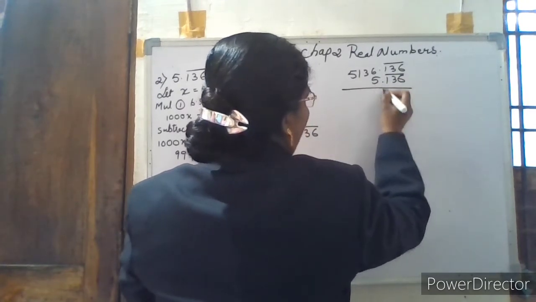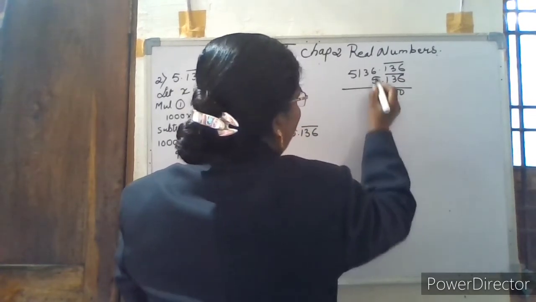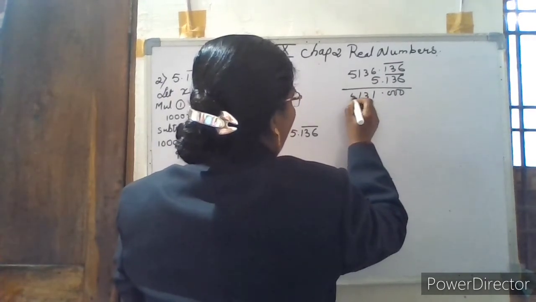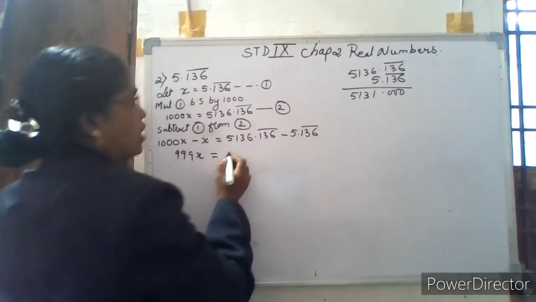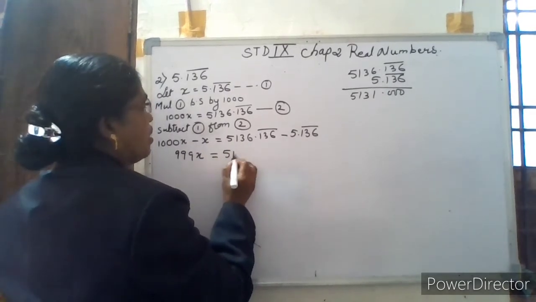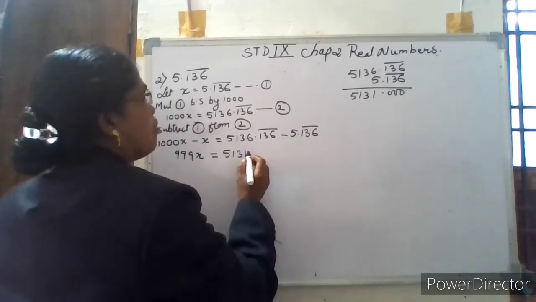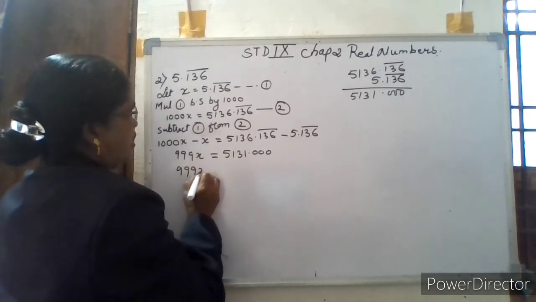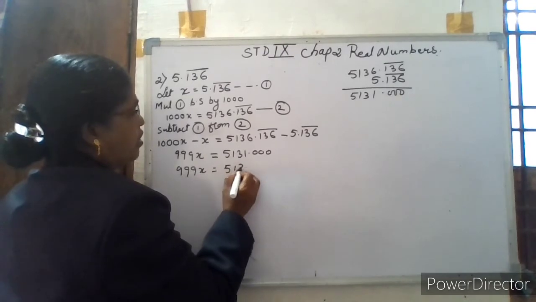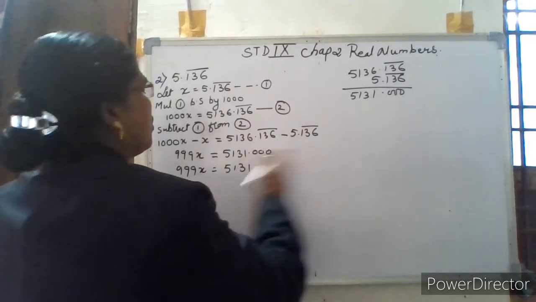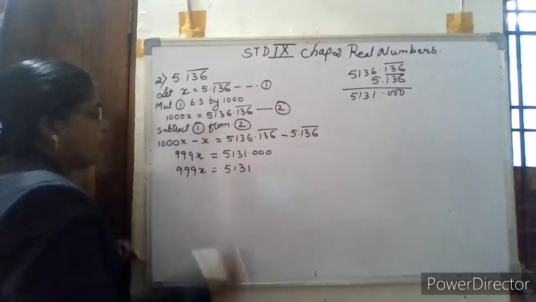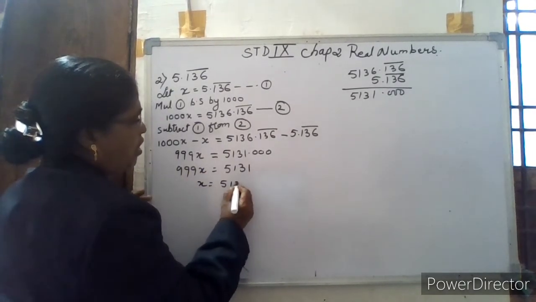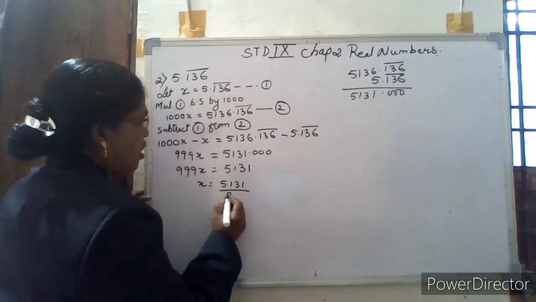So after the point it will be all zeros. 6 minus 5 is 1. This 3, 1 and 5 as it is. So we get 5131.000. So we can write this as 999x is equal to 5131 only, leave the point zeros. So now x is equal to 5131 upon 999.